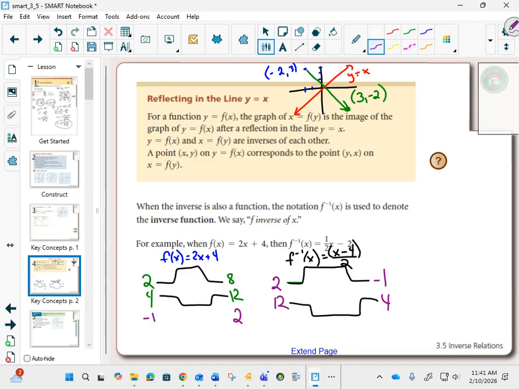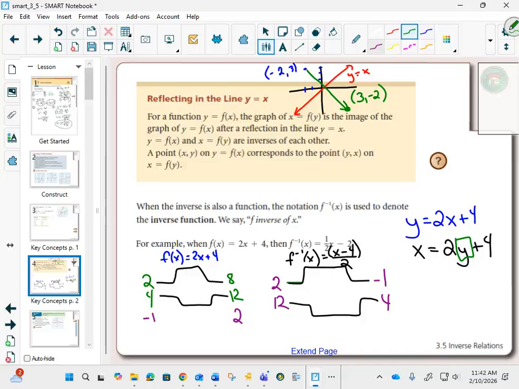And with inverses, my original equation in blue was y equals 2x plus 4. If inverses reflect over the line y equals x, and the x coordinate and the y coordinate get flipped, we can also do that in the equation and flip the x and the y. If I flip the x and the y, I would have x equals 2y plus 4. And the question is, can I now get the y by itself? And getting the y by itself is undoing what you just did.